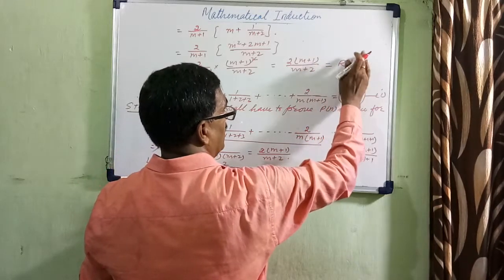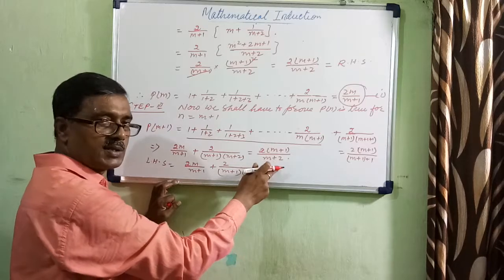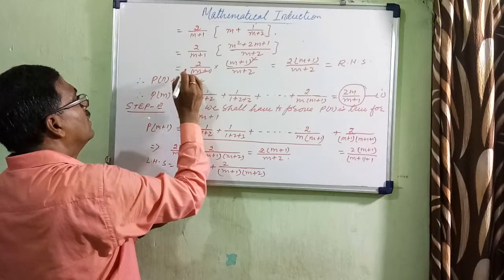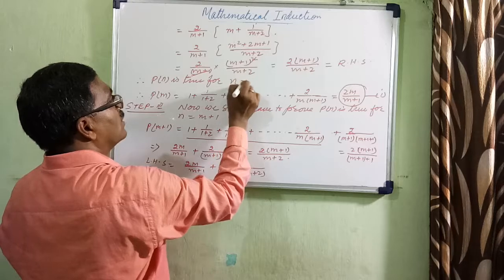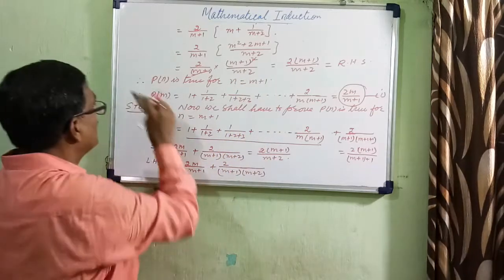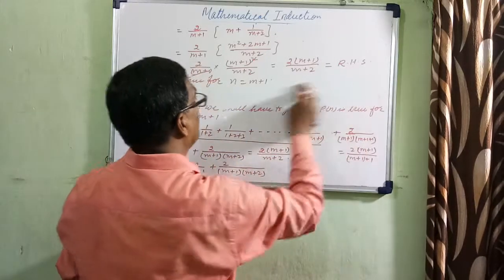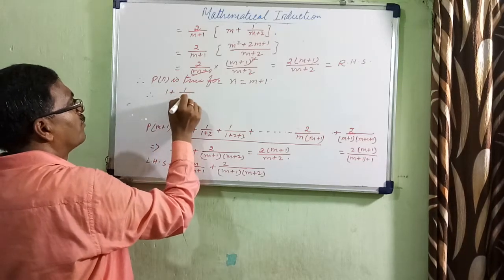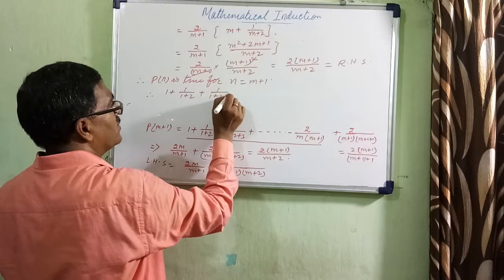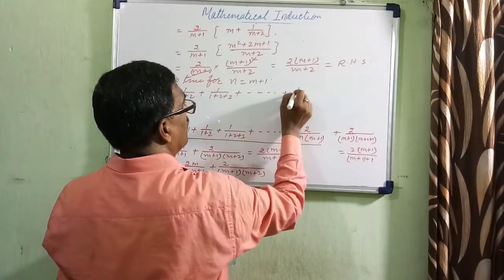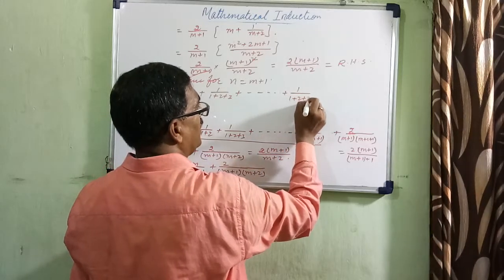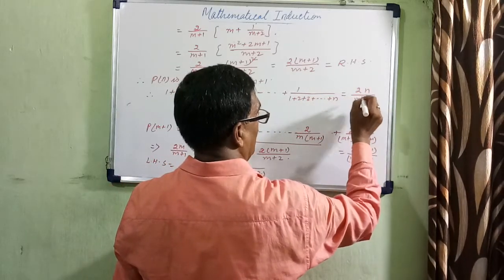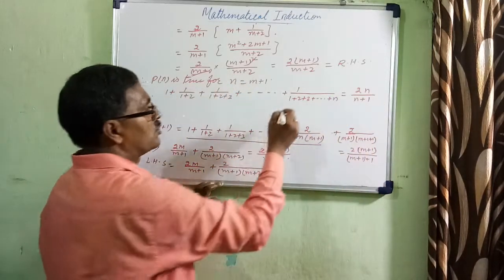which is equal to RHS. This was your RHS, and hence we can say, therefore, Pn is true for n is equal to m plus 1, and hence we can say therefore the series whatever is given, 1 plus 1 by 1 plus 2 plus 1 by 1 plus 2 plus 3 plus dot dot dot 1 by 1 plus 2 plus 3 plus n is equal to 2n by n plus 1, and that was to be proved.